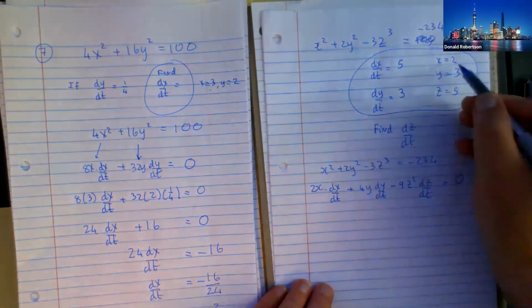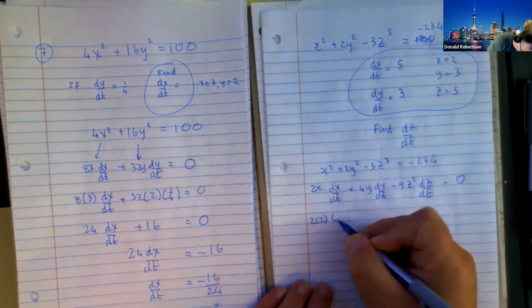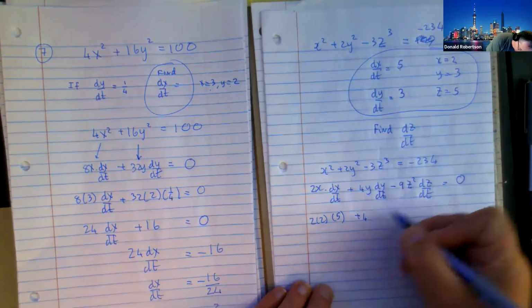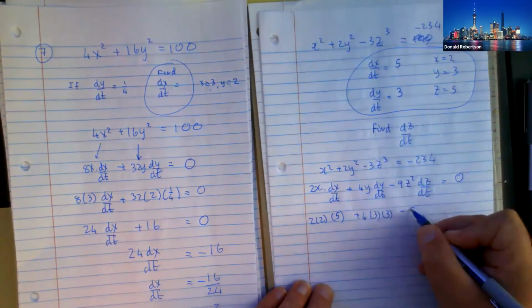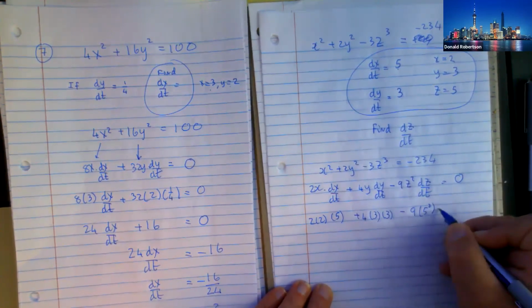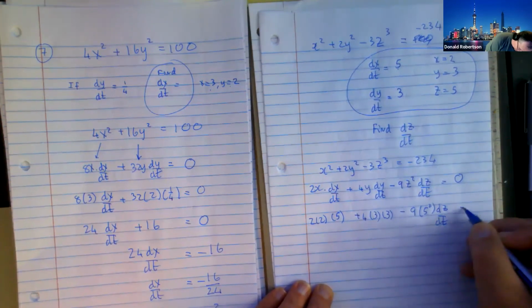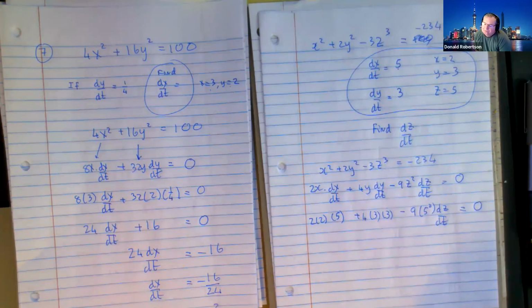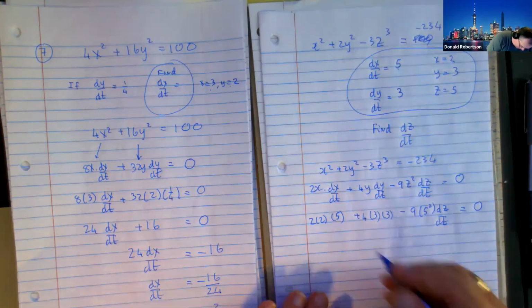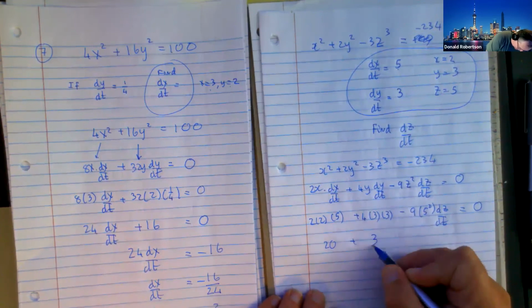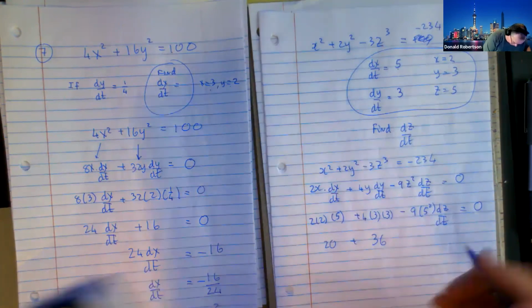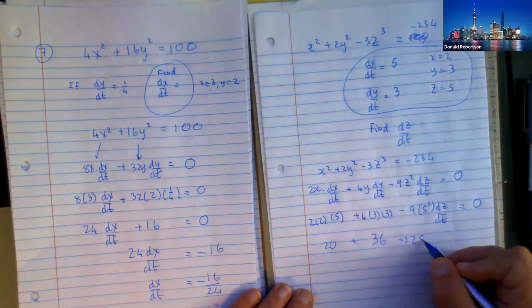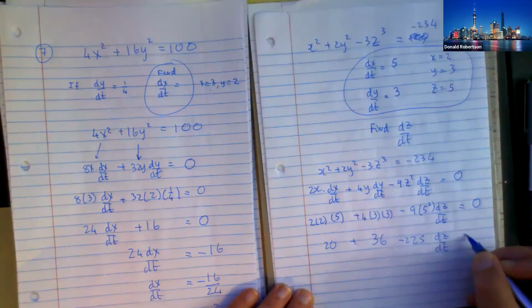So, snapshot. X is 2, dx by dt is 5. That's that. Y is 3. dy by dt is also 3. Take away 9 times z squared dz by dt, and the whole thing's 0, right? So far, so good. Now, that gets me 20. That gets me 36. That gets me far too much. That gets me negative 220. Negative 225 dz by dt equals 0.